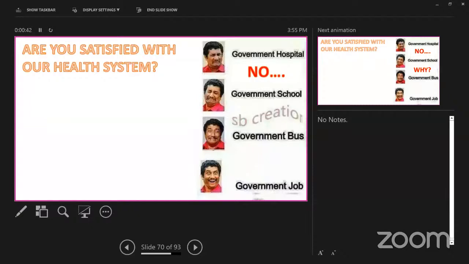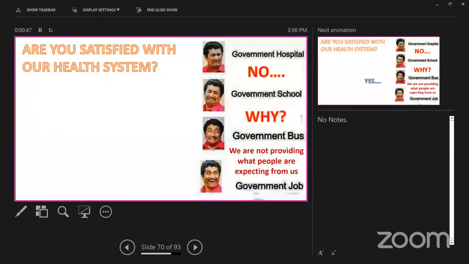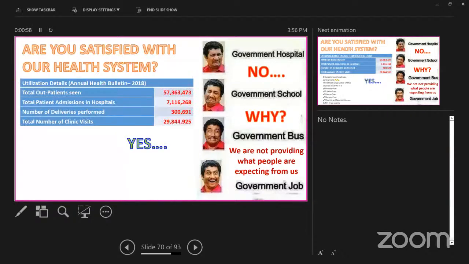Because sometimes we are not providing what people expected from us. We'll see what people are expecting from us. But see what enormous work we are doing. According to the 2018 Annual Health Bulletin, total outpatients seen is about 57 million. That is more than double the population of Sri Lanka. How much work we have done? Total patient admissions 7 million. Deliveries 300,000. Number of clinic visits 29 million.